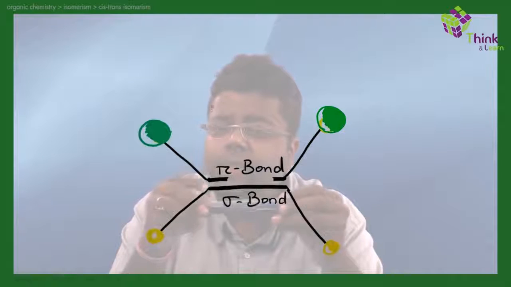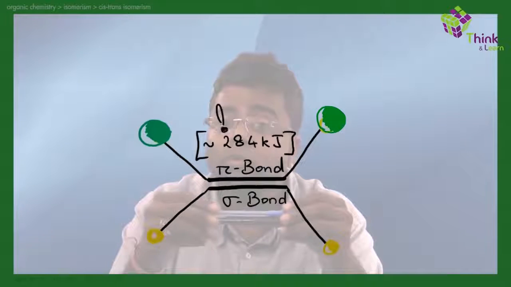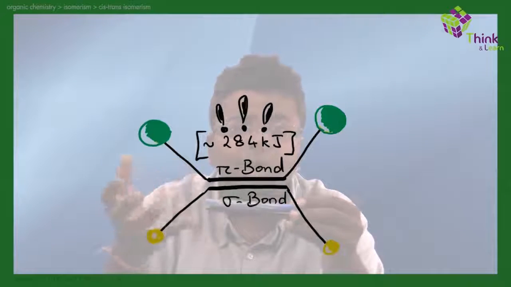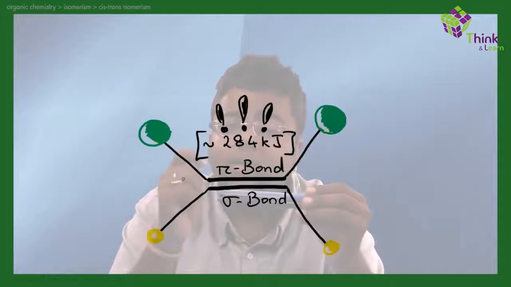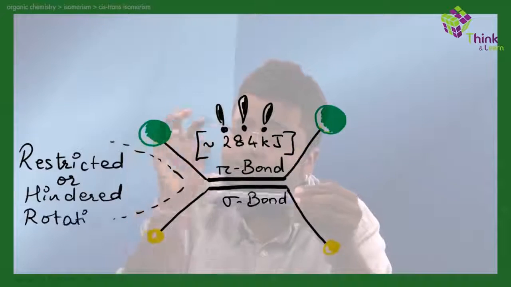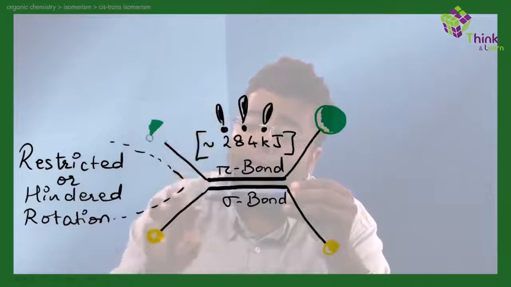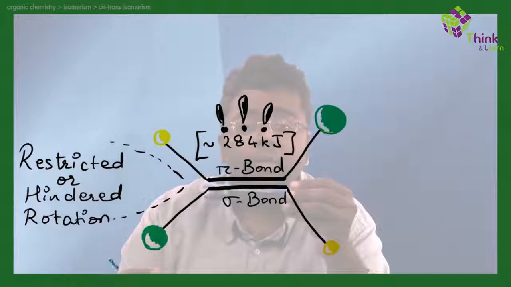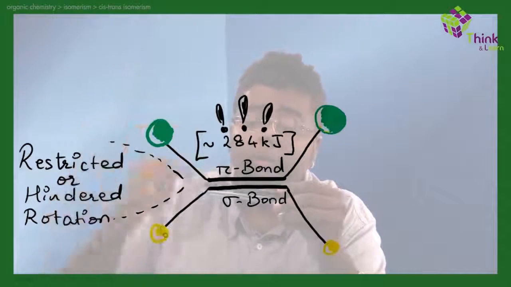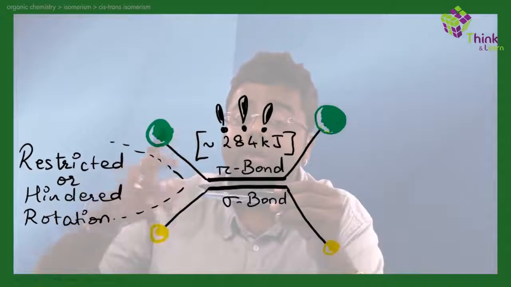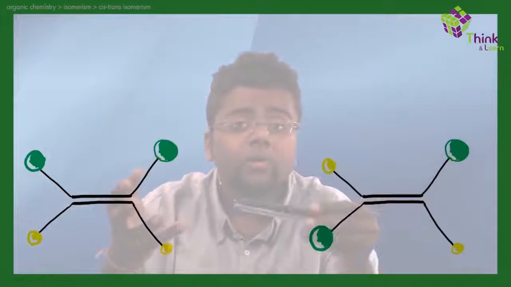And is it easy for the pi bond to be broken? No. A very high amount of energy, that is 284 kilojoules of energy, is required. Where will the atoms get that energy from? So that is why the double bond provides a restricted rotation or a hindered rotation. So if there is a group at the top, it will stay at the top, and the other one, if it is at the bottom, will stay at the bottom, unless a flip happens, and the bottom group comes to the top and the top comes to the bottom. But these are not part of conformations. These would be two different isomers.